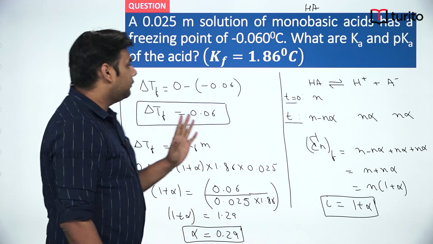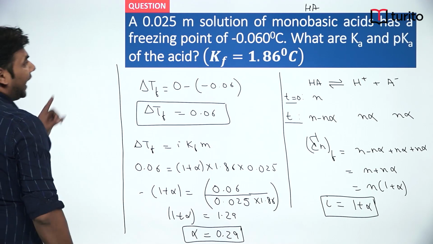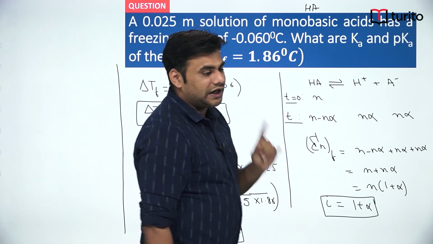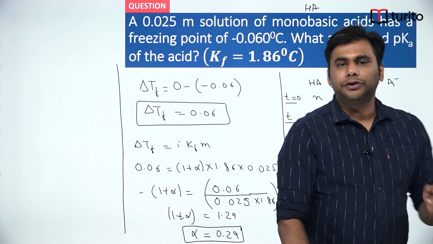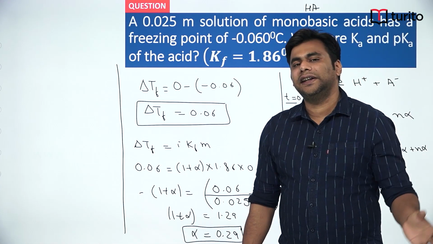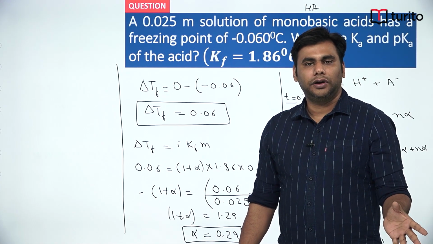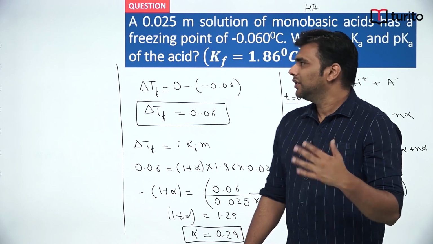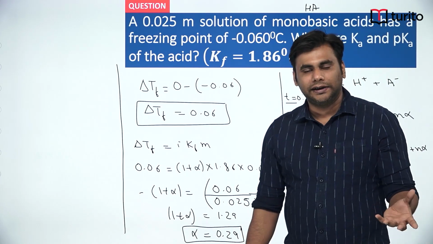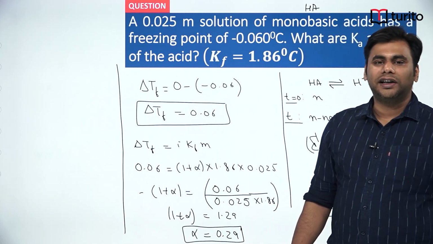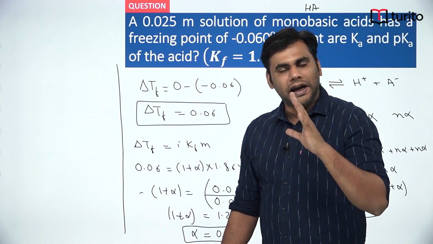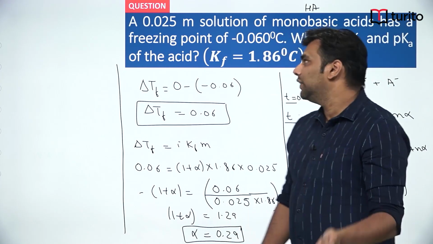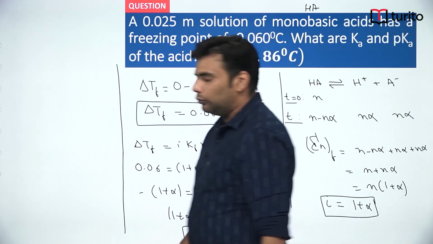Now because this is a dilute solution, I have already told you when we started with solution, for dilute solution we generally assume that molarity is equal to molality. Because density is not given to us, we will not be able to calculate the molarity. But don't worry, in IIT questions it is written over there. So we'll assume that molarity is equal to molality.